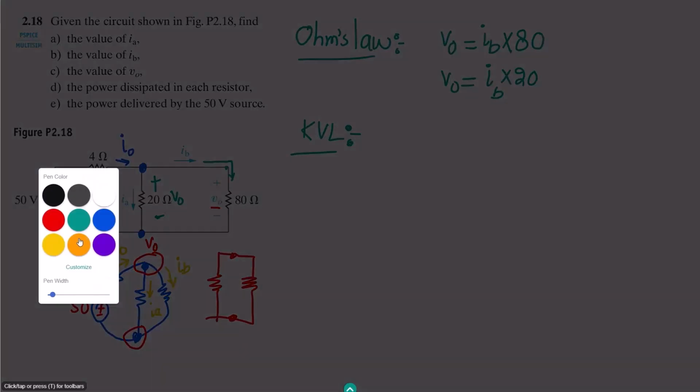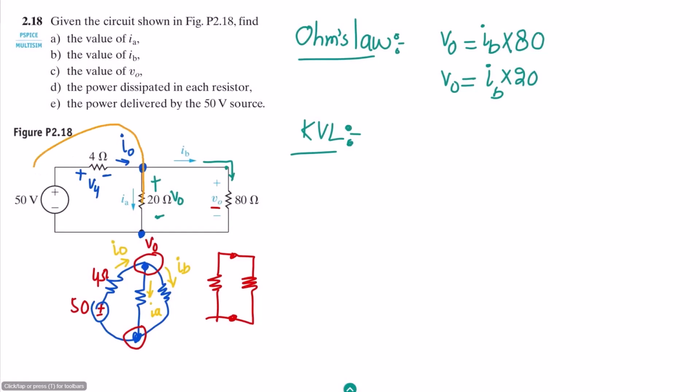When we take a look at this loop, let me have this current, which is I0. It is entering through this negative terminal and coming out of this positive terminal, so this is the voltage rise. Here it is entering through the positive and coming out of the negative, so this is a voltage drop. And this 20 ohm resistor, we know the voltage drop across it.